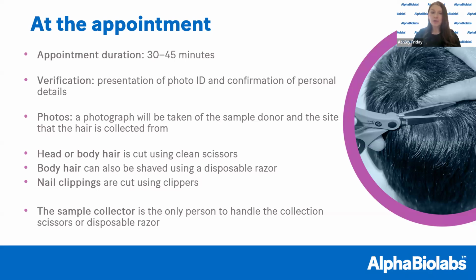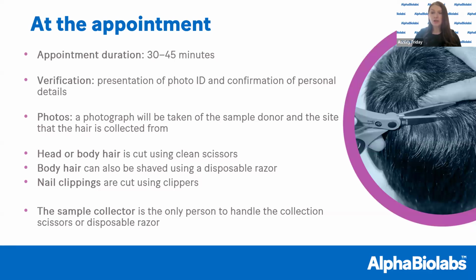For collecting samples, if it's a head or a body hair sample, we will use clean scissors to do this. So we'll cut directly from as close to the root as possible. And all equipment is cleaned before and after each collection in the presence of your client, so they can see that that is done. For body hair samples, we could also use a razor, a disposable razor, depending on what's more appropriate, but it'll either be a scissor or a razor for a body hair sample.